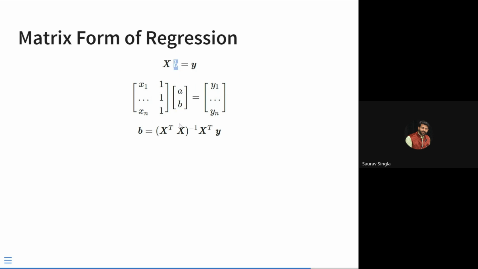So this represents the matrix y, this represents the matrix x, and this represents the matrix b. To get the value of matrix b we use this formula: we take the transpose of x times x, take its inverse, then multiply this inverted matrix with the transpose of x, and then multiply it with y. That's how you determine b, the coefficient of regression.